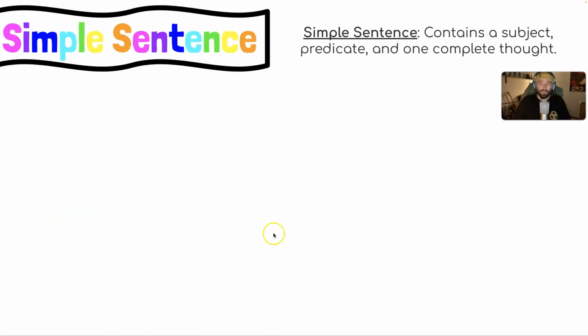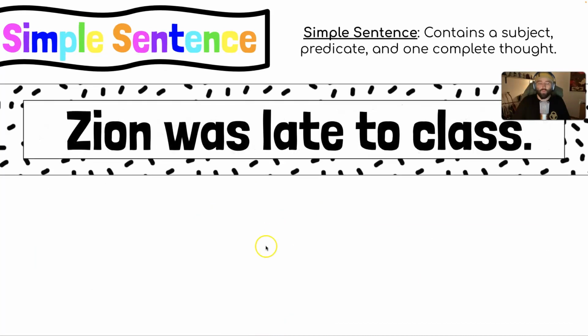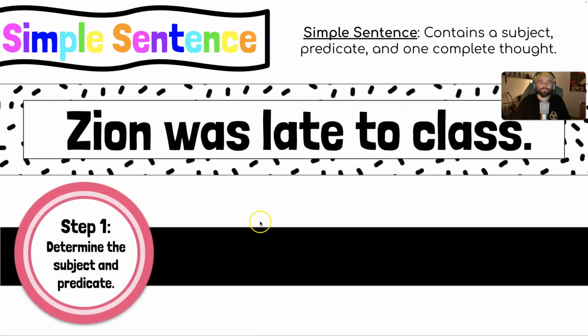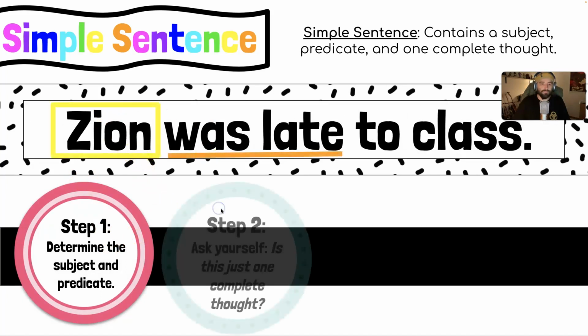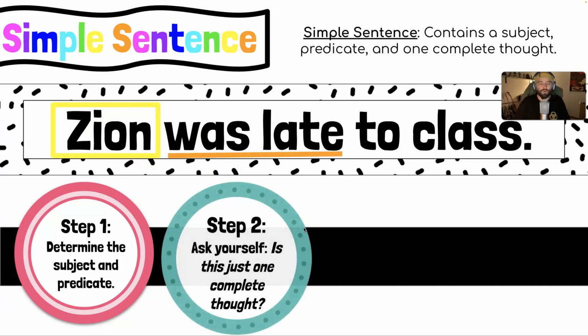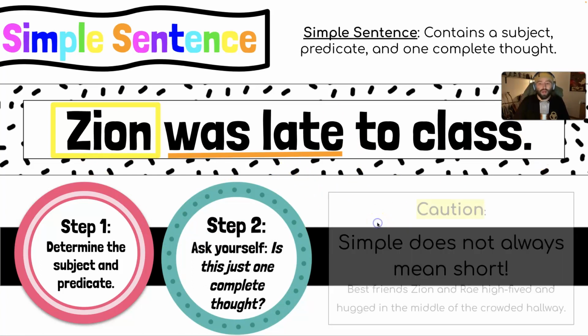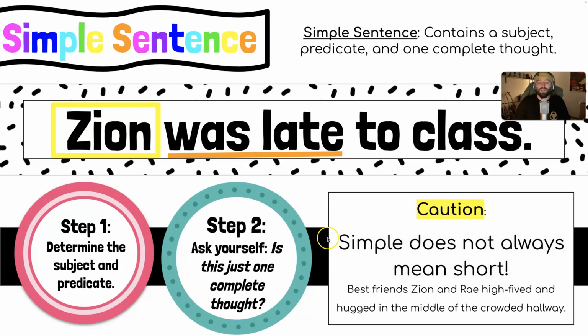Now, a simple sentence contains a subject, a predicate, and one complete thought. So again, you do not need anything more here than just Zion was late. You don't need anything more than that. That is one complete thought. You do not need 'to class.' Now, 'to class' gives us an idea of what Zion was late for, but you do not need to know that. And please just note that simple does not always mean short.